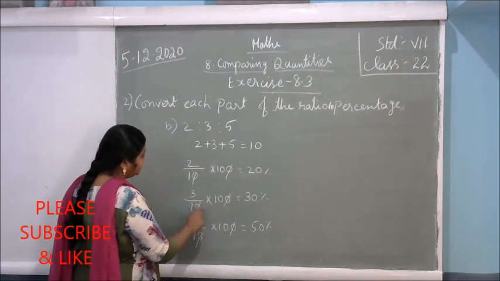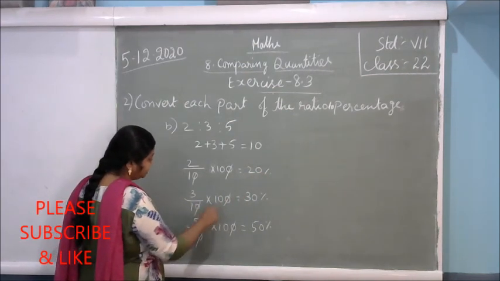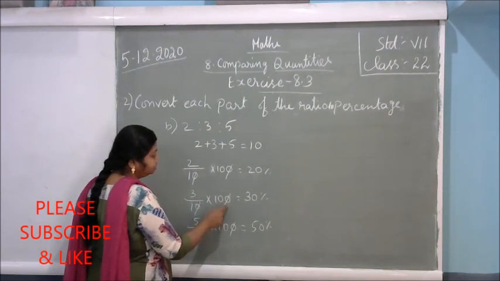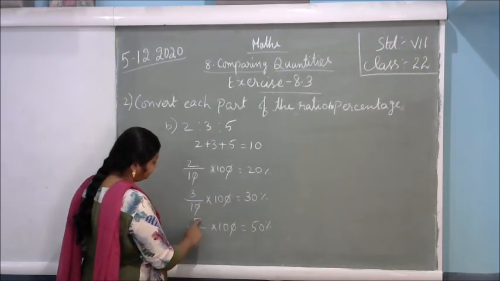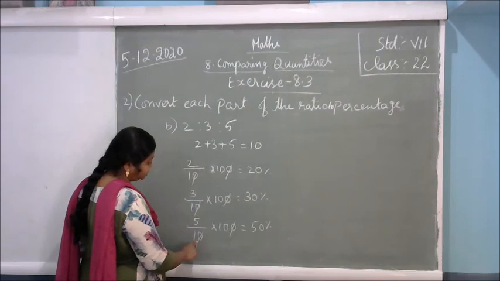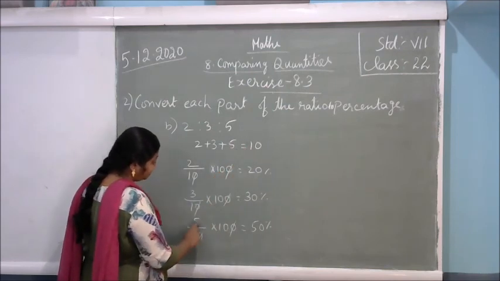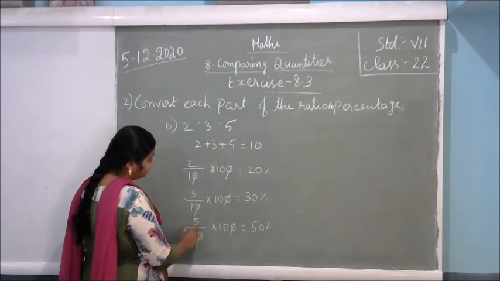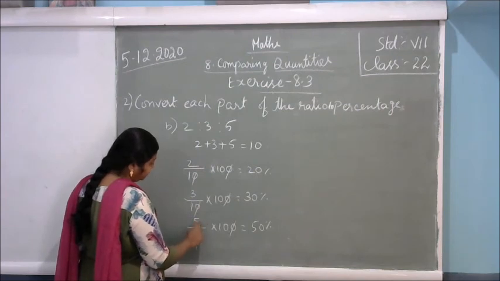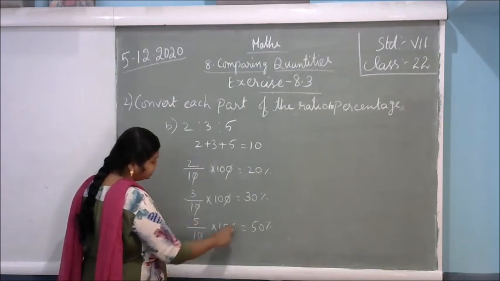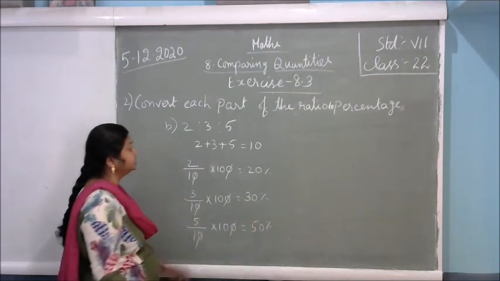Okay. So 3 by 10 into 100. The 0, 0 will cut, and 3 into 10 is 30%. And 5 divided by 10, the total will be the same. According to the parts, you have to write the numerator. 5 divided by 10 into 100, 0, 0 will get cancelled, so 50%.